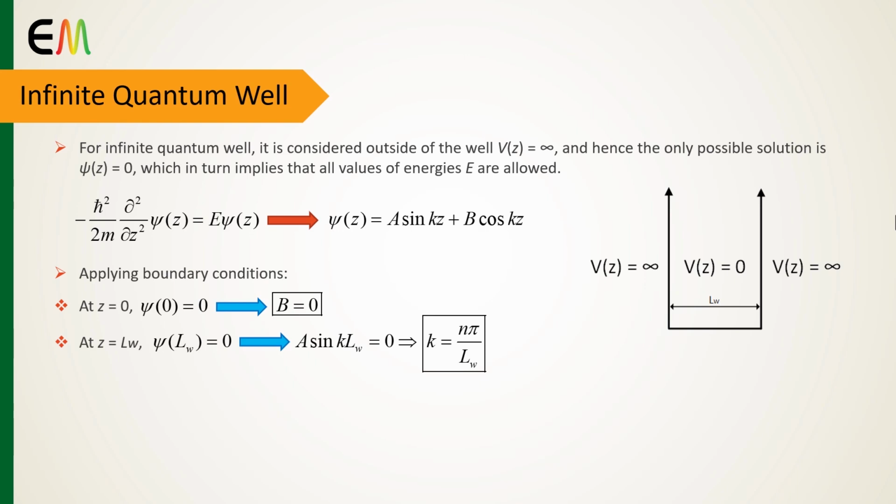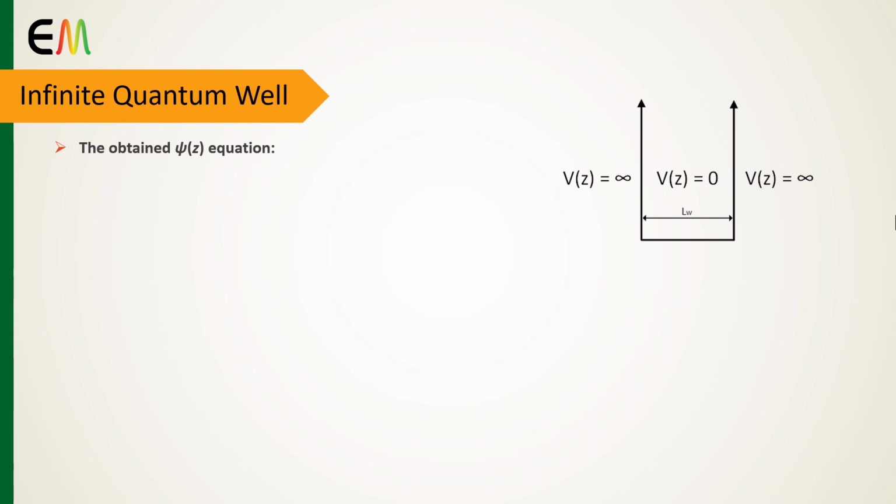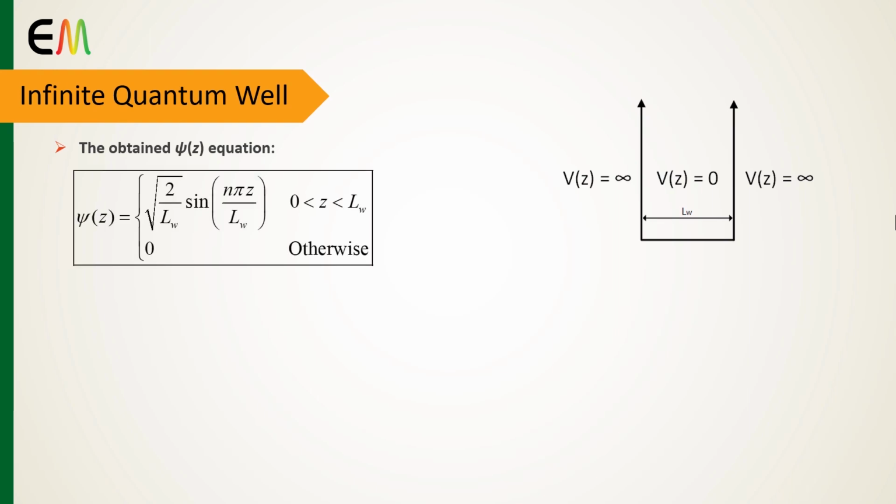The only remaining unknown is the constant factor A, which is deduced by considering the normalization of the wave function. As psi star times psi represents the probability of finding the particle at the point z, and the particle must exist somewhere, this integral equals 1, which gives the parameter. Now the final form of the wave function psi for an infinite quantum well is obtained. By returning to the Schrödinger equation, we can obtain the energies of confined states as this equation.